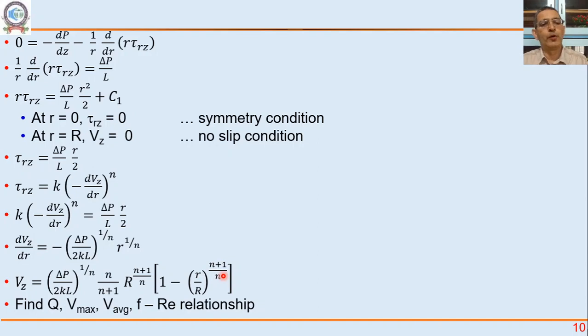So now find the flow rate, maximum velocity, average velocity, and friction factor versus Reynolds number relationship. It is just a matter of mathematics. You just have to do all the same steps as we had done earlier for laminar flow of a Newtonian fluid through a pipe. Pause the video. Only when you have got the answer, go forward in the video. Solve for yourself.